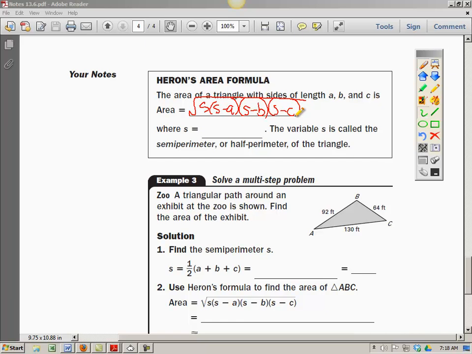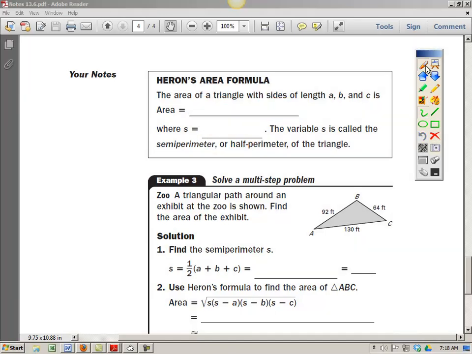We might be asking, well, wait a minute, what's S? Well, S is basically just half of the sum of all three of the side lengths. All right? So add all of your side lengths together and take half of that. It's called the semi-perimeter. We call that the semi-perimeter or the half perimeter. Well, think about that. The perimeter of the triangle would be A plus B plus C, and so the half perimeter would be half of that. All right? So we take the half perimeter, which is S, and we do S times S minus A, S minus B, S minus C.